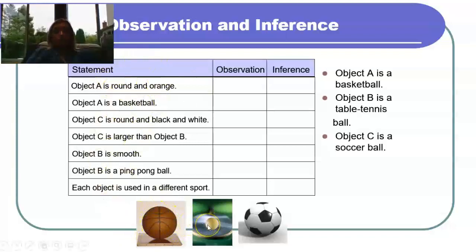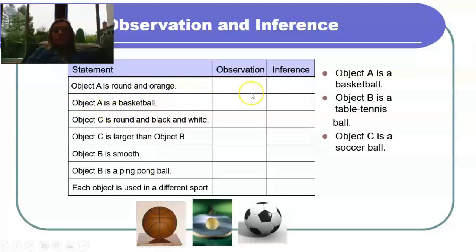This is a ping pong ball, or table tennis, and this is a soccer ball. So object A is round and orange. I want you to pause here for a minute and decide if that's an observation or an inference. And I'm going to go through each of these with you and give you a chance to pause.